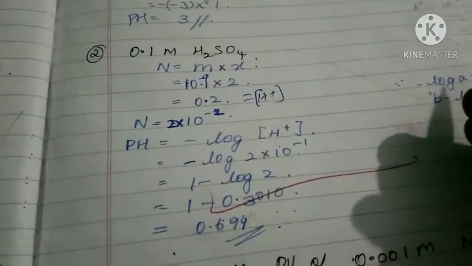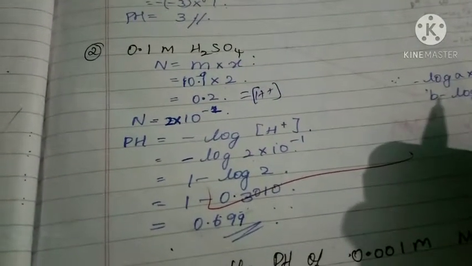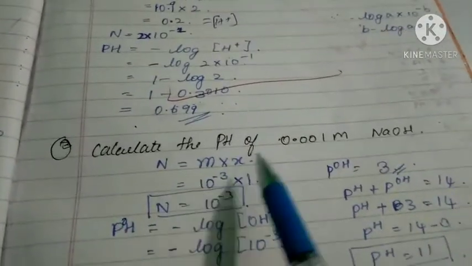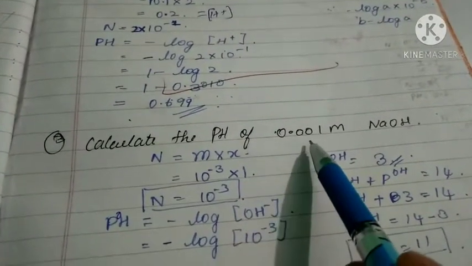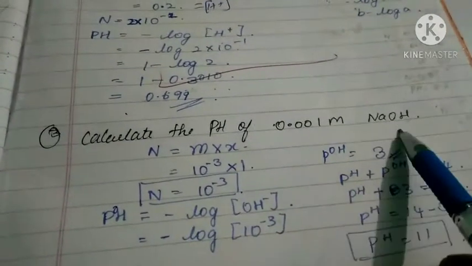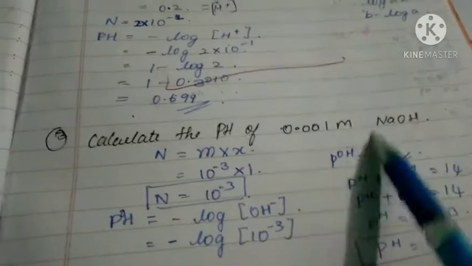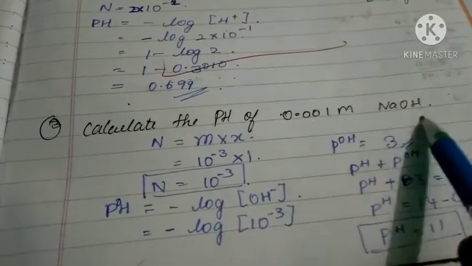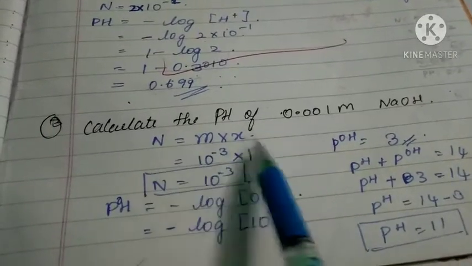But in case of bases, there is some difference. I will discuss that difference now. Calculate the pH of 0.001 M NaOH. That means NaOH means what? Base. Base is given. For that again molarity is given. If molarity is given for acid or base, it should be converted into normality. Here also, normality equal to molarity into X.